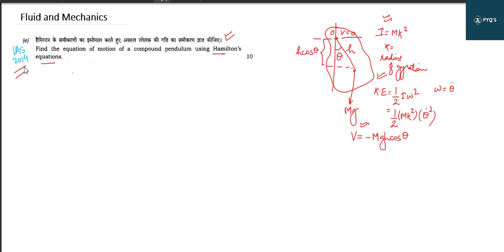Now for the Hamiltonian equation, we know we have to first check the Lagrangian. And we know what the Lagrangian is. L, the Lagrangian, is equal to T, that is kinetic energy, minus V. So from here we can see that L is equal to half m k square theta dot square, and minus, and then again a minus, so plus m g h cos theta. Now you can see the Lagrangian does not depend on t.